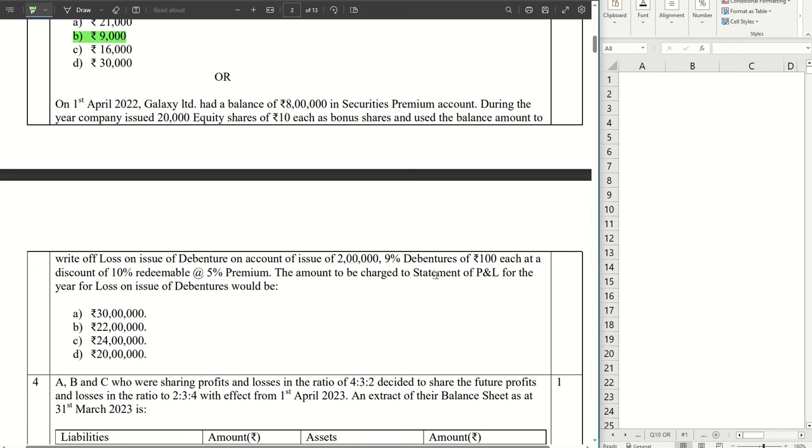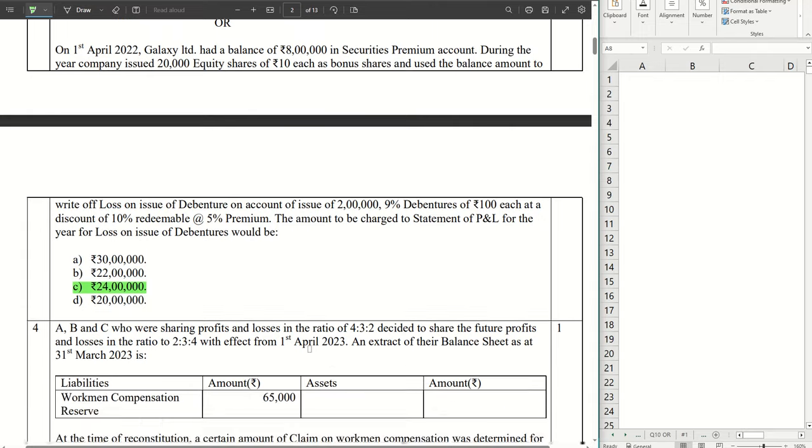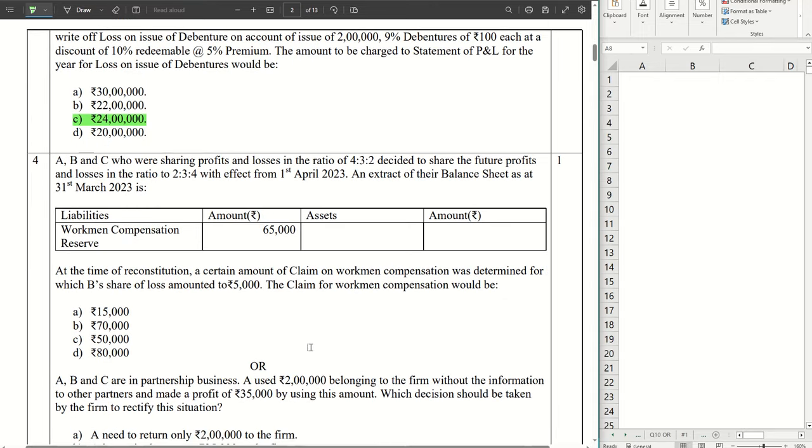The amount to be charged to statement of profit and loss for the year for the loss on issue of debentures would be how much? So in the securities premium we were left with 6 lakhs rupees, 30 lakhs loss. So that 6 lakhs to be used up here, remaining 24 lakhs will be written off against statement of profit and loss. So option C is your answer here for our question. Let's move on to the next one.